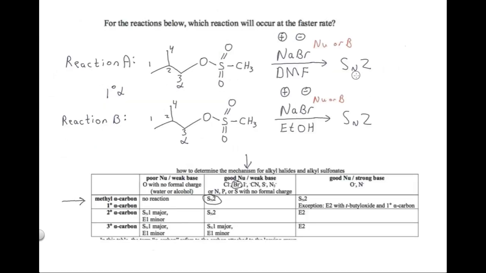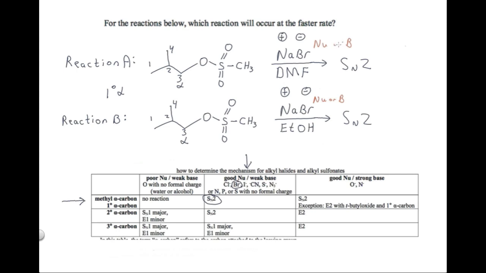So notice that we don't actually use the solvent to determine what the mechanism will be. We didn't use these solvents, DMF and ETOH, to determine what the mechanism would be. Instead, we just focused on the type of alpha carbon and the type of nucleophile or base that we were going to use. So we use this table. Generally speaking, using this table is the best approach for figuring out the mechanism, and the table doesn't rely on what the solvent is.